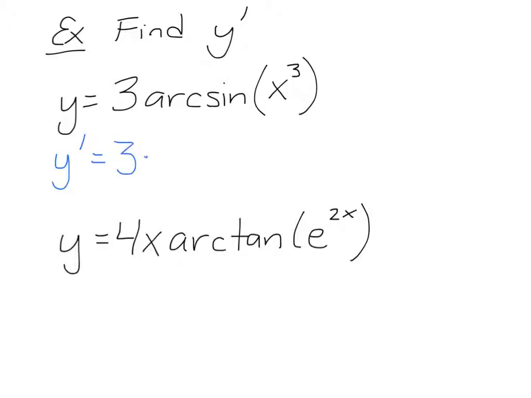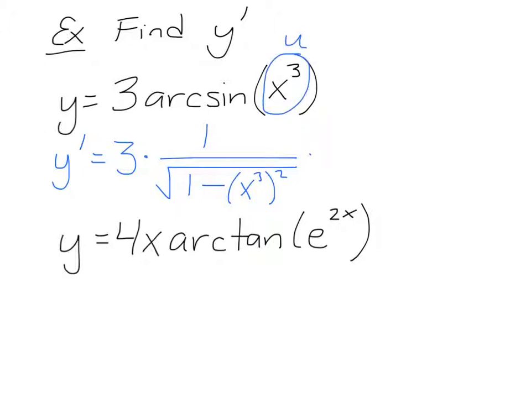3 times the derivative rule for arcsine. And arcsine says 1 over the square root of 1 minus, and we had 1 minus x squared. How you're going to hear me say it is it's going to be the square root of 1 minus the inside squared. So it'll be the quantity x cubed squared times the derivative of u, which again, u is going to be the inside. That's my u. So it'll be times 3x squared.